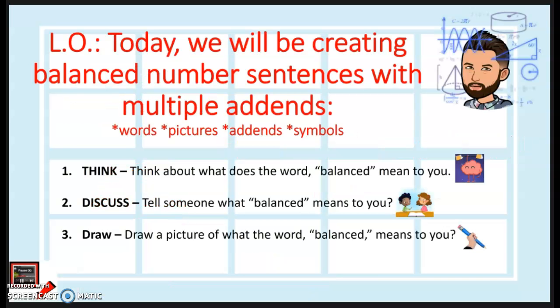Today, we will be creating balanced number sentences with multiple add-ins, using words, pictures, add-ins, and symbols. So number 1, think about what the word balance means to you. Number 2, discuss and tell someone what that word balance means to you. And then come back to your journal for number 3 and draw a picture of what the word balance means to you. Pause, get those activities done, and then come back to me.